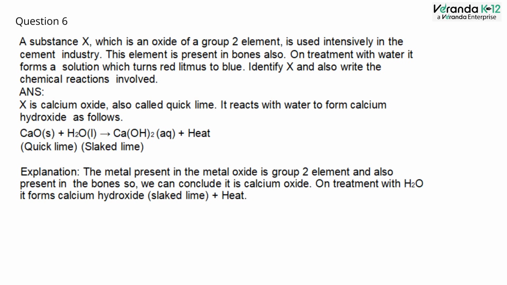We can conclude that calcium oxide is present. Calcium is present in group 2, which is also given in the statement, and it is also present in the bones. We can conclude that the oxide is calcium oxide. Also, they told that it has been treated with water. So, when calcium oxide is treated with water, it forms calcium hydroxide, which is also called slaked lime, along with the liberation of heat.